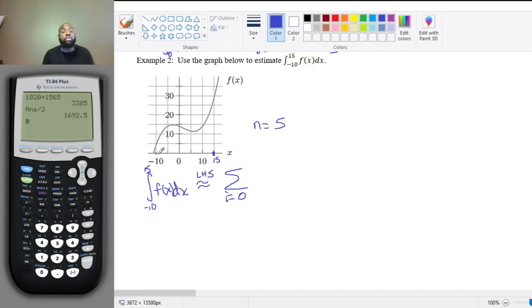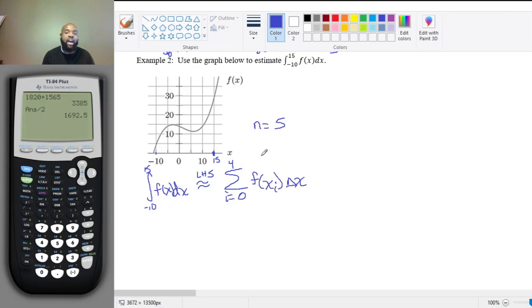You could use more. You can say you're going to go from negative 10 to negative 7.5, and then from negative 7.5 to negative 5, and negative 5 to negative 2.5. I'm going to use negative 5. I'm going to use the grids, the tick marks that are labeled, right? And so my left-hand sum is going to be the sum from i equals 0 to 4 of f of x sub i times delta x.